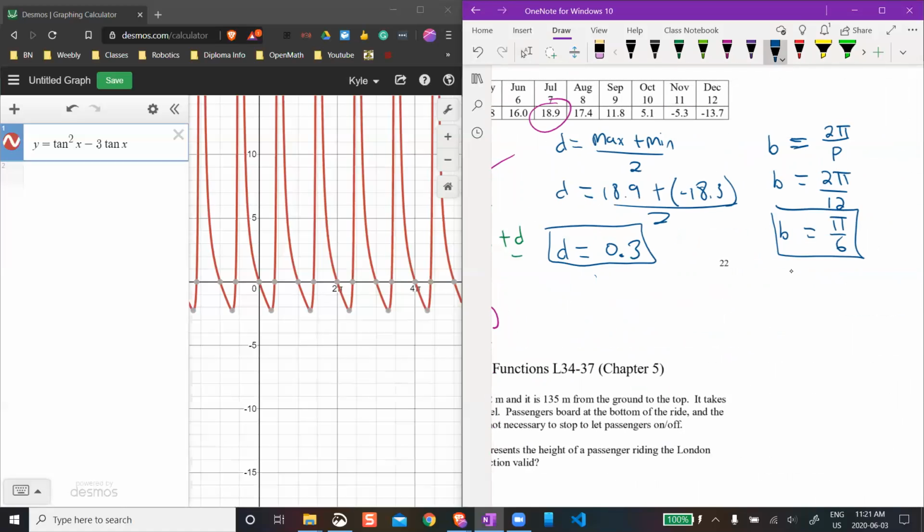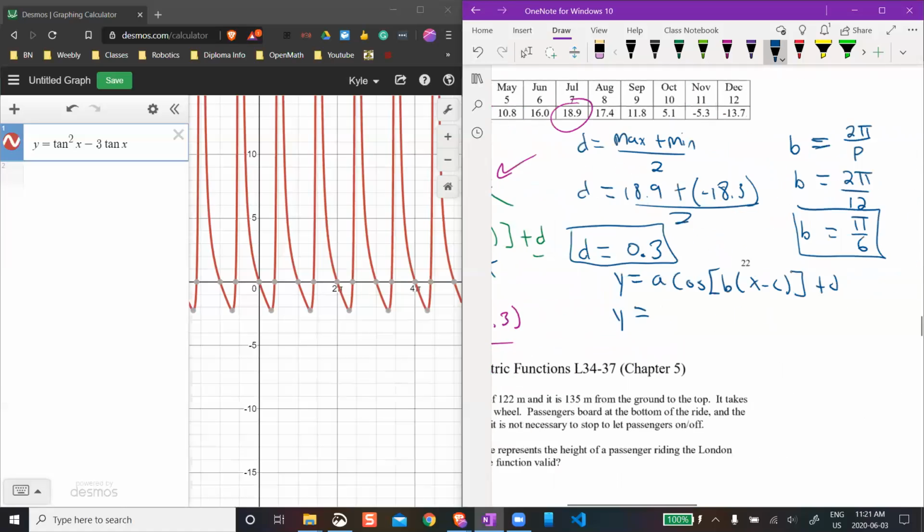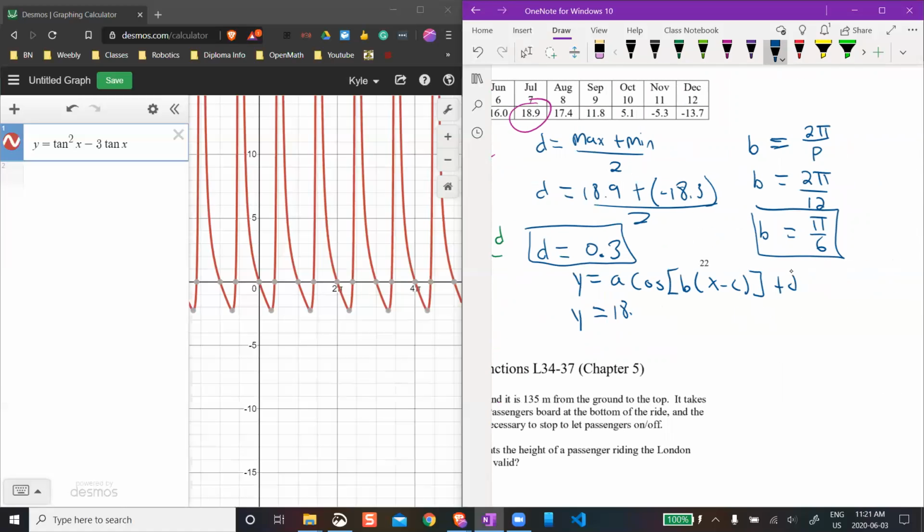So we have y equals a cos(bx minus c) plus d. We know 3 of those things, so we're just filling those in. So y is equal to, we said a was 18.6, cos, we said b was pi over 6. Then I'm going to leave the C out for a second and just leave that as x.